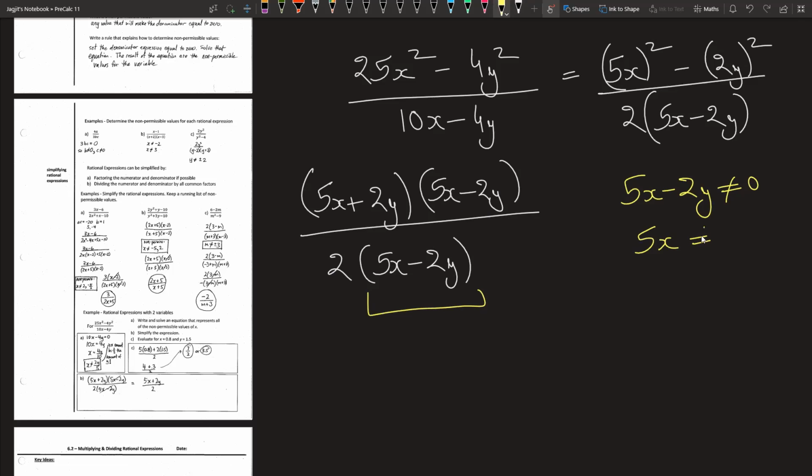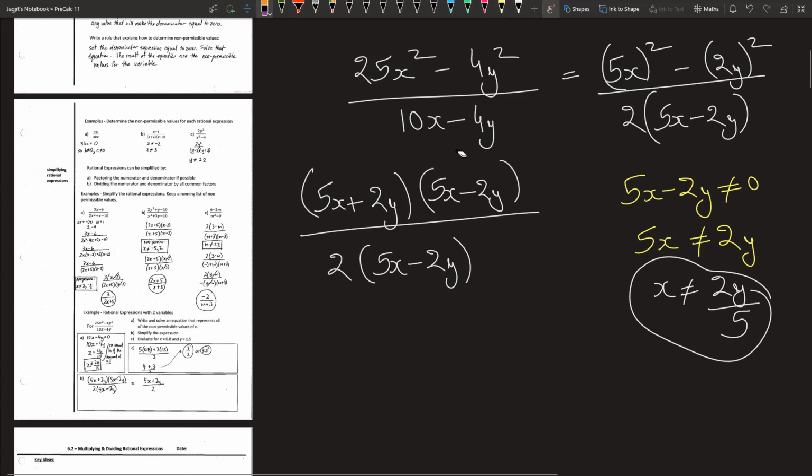Let's move the minus 2y to the other side. It becomes positive 2y. Now, guys, over here, it's up to you. You can either isolate x or isolate y. Doesn't really matter. If you want to isolate y, you divide everything by 2, and you get y cannot be equal to 5x over 2. Or you could have isolated your x: you could have divided both sides by 5, and had x cannot be equal to 2y over 5. Either would have worked.